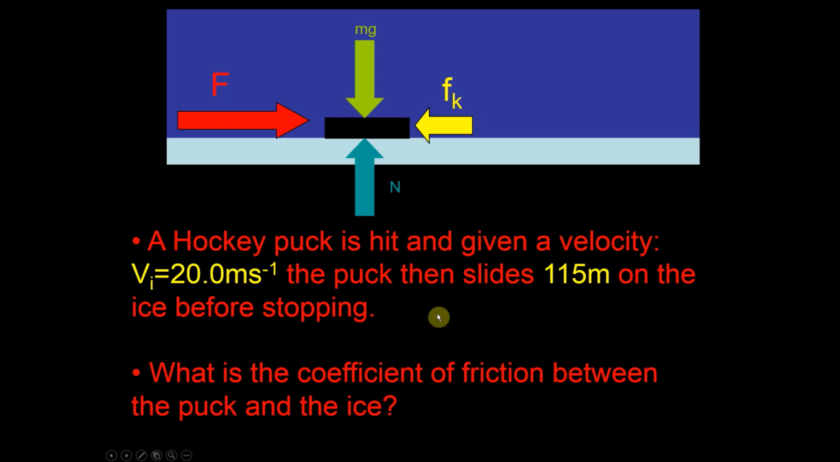There is a key point here that you should actually get from question interpretation by now. The hockey puck is hit and given a velocity vi of 20 meters per second. It slides an s of 115 on the ice before stopping. So the question is telling you explicitly that vf is 0, even though it hasn't stated it in numbers. Make sure you're interpreting these questions correctly. You should be writing this out as vi equals 20 meters per second, s is 115, vf is 0 meters per second, and our coefficient mu k is the question mark, what we want to find.